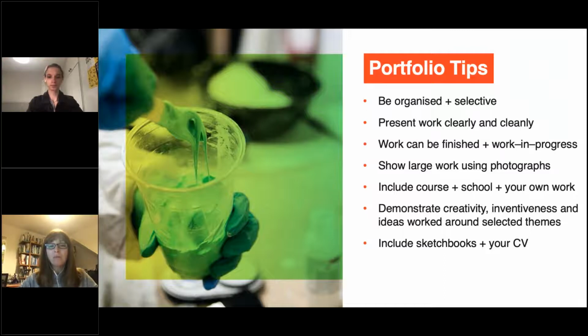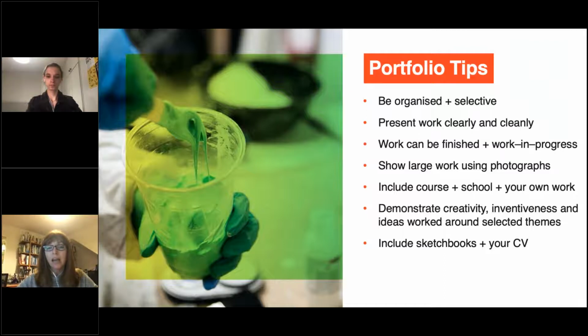So again, even if you're submitting it digitally, name the files when you submit them and present them clearly, labeling them. If it's unfinished work that's work in progress, show that this is work in progress, and then there's a finished piece that goes at the end of that sequence. Of course, large work is photographs, and of course you can include any work you did in school or your own work. Okay, so the main things, as I said, we're looking for is that you demonstrate your ideas, your inventiveness, your thinking skills, as well as your visual skills.